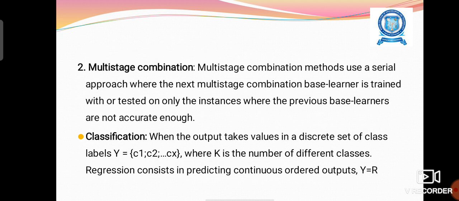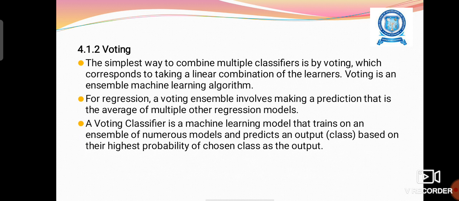In multi-stage combination, methods use a serial approach where the next base learner is trained with or tested on only the instances where the previous base learners are not accurate enough. Classification: the output takes values in a discrete set of class labels, where k is the number of different classes. Regression consists in predicting a continuous ordered output.